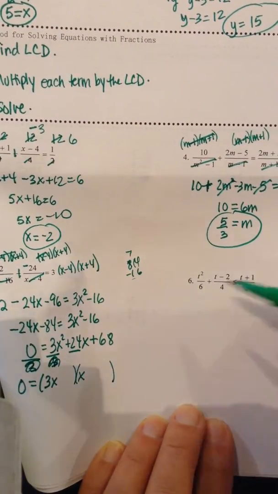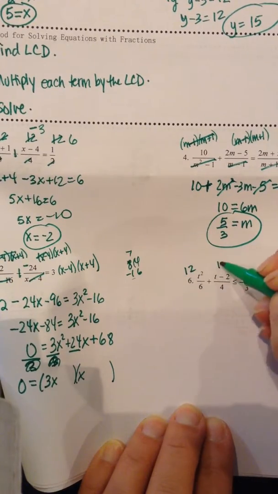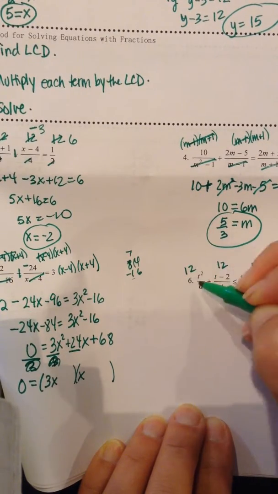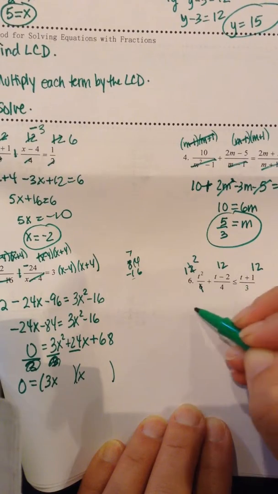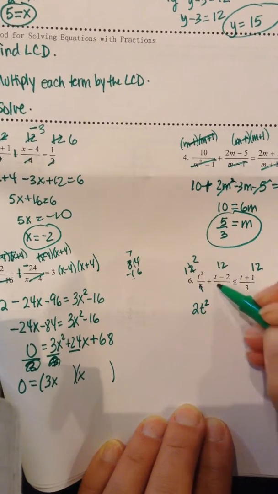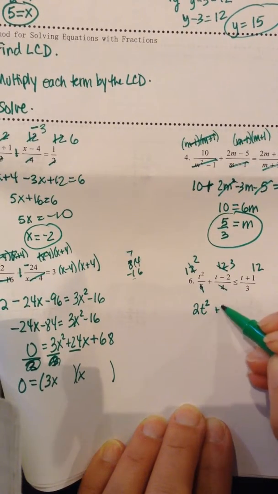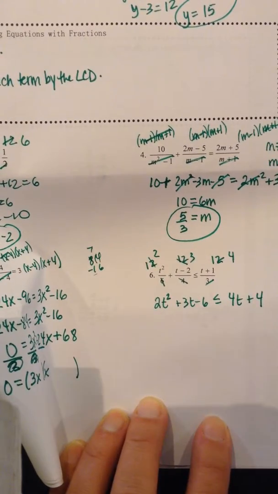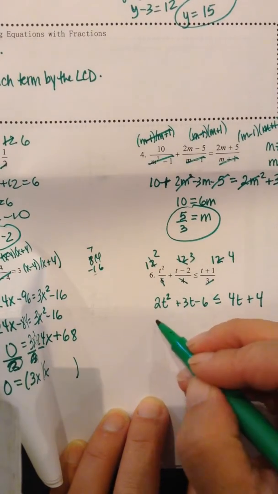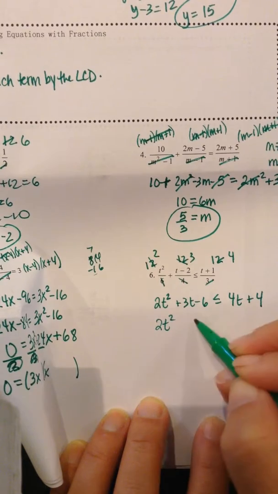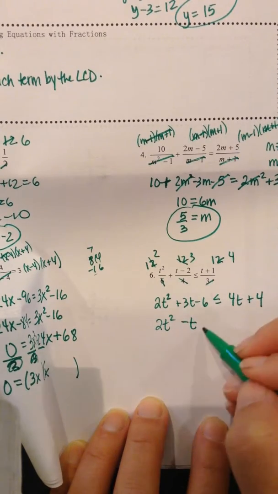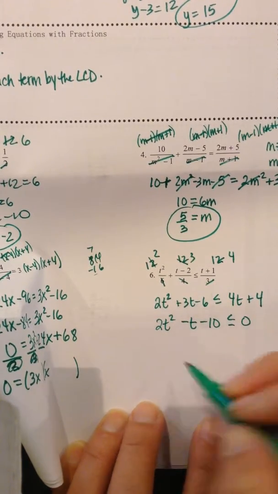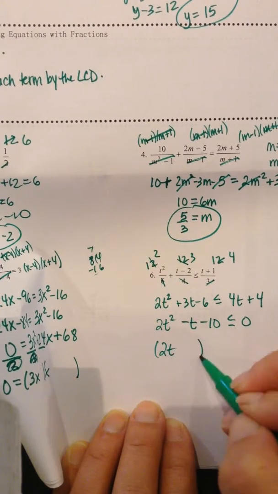Over here, we're going to multiply everything by 12, 12, 12, 12. Now this one's going to be different because it's got an inequality there. 2t squared plus 3t minus 6 is less than or equal to 4t plus 4. So this is a quadratic inequality, which we did a while back, right? 2t squared, when you subtract 4t from both sides, is minus t minus 10. Ugh, another hard one to factor. This one I can make it through, I bet.